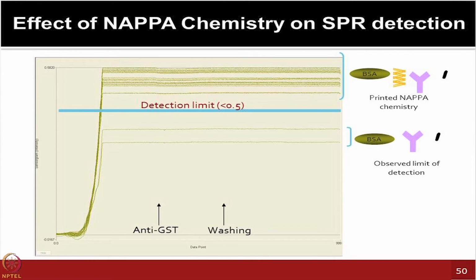So if you add the anti-GST antibody and you want to measure the binding of anti-GST with the GST protein, then probably you have no room here to see where the binding is happening, because it's already passing beyond the response unit of the equipment. So the next thing was whether the same NAPA chemistry can work here.